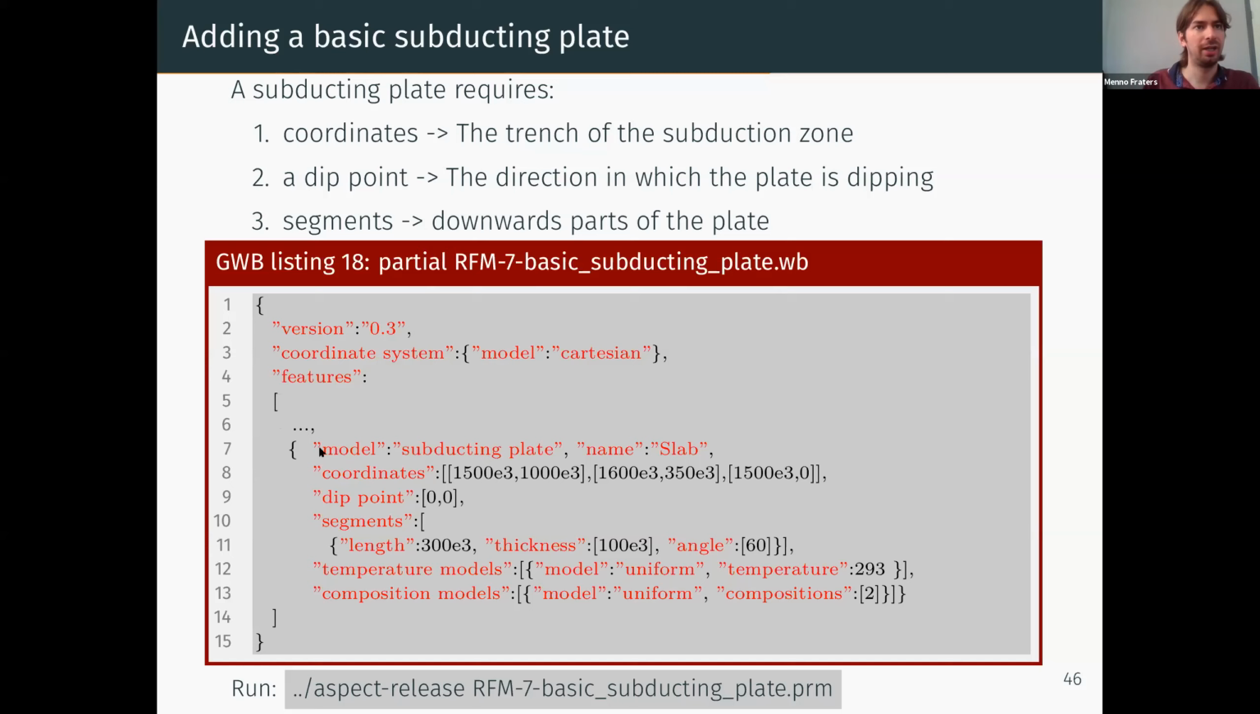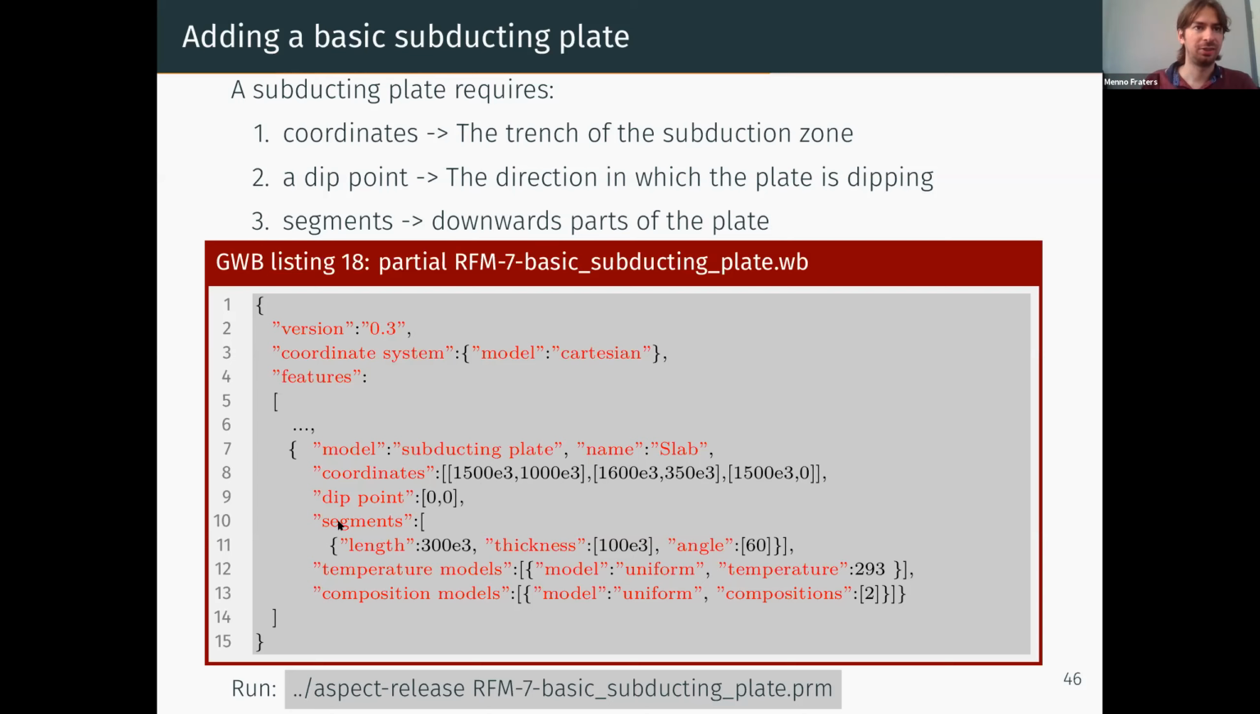And so I gave the model name subducting plate. I gave it a name, I just called it slab for now. You can name it whatever you want. And I gave 3 coordinates. Remember, in this initial box we had 3 different coordinates which define the slab. So we're going to give those coordinates over here. Then we give the dip point, which defines the direction in which the slab is going to dip.